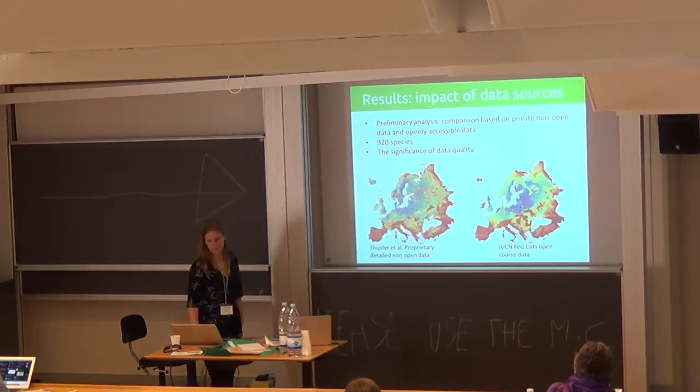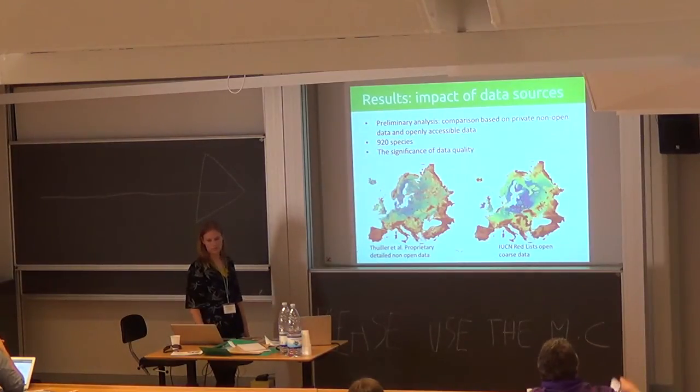Okay, finally, about the data sources and how they affect the results. So this is a preliminary analysis, and I have made this comparison based on private, non-open data and openly accessible data. So I have used this private Jülich data about amphibians, birds, mammals and reptiles, and it's habitat corrected and made with really high resolution. And the second data set used the IUCN Red List. And they are resampled to the same resolution.